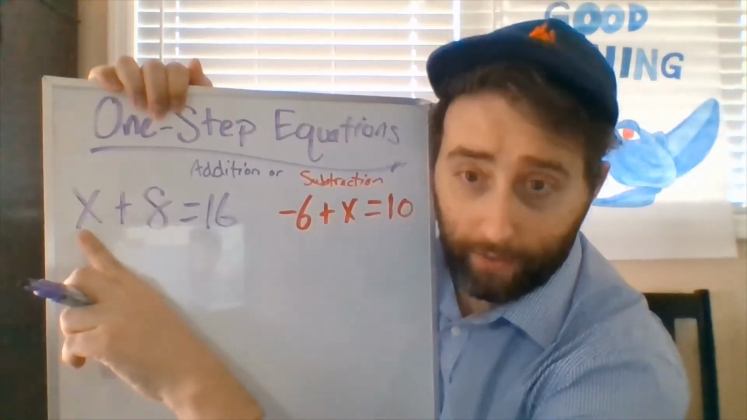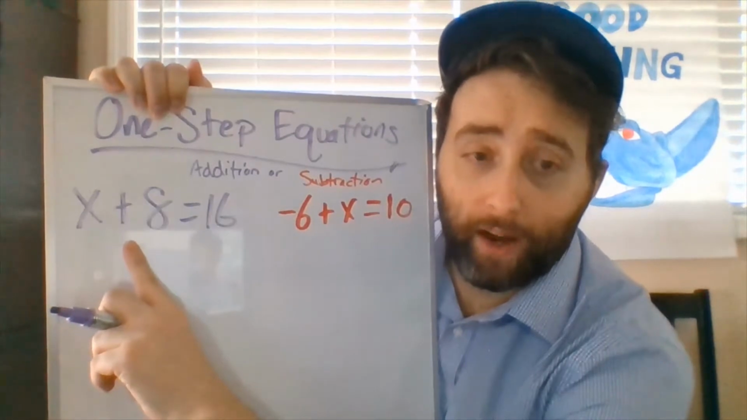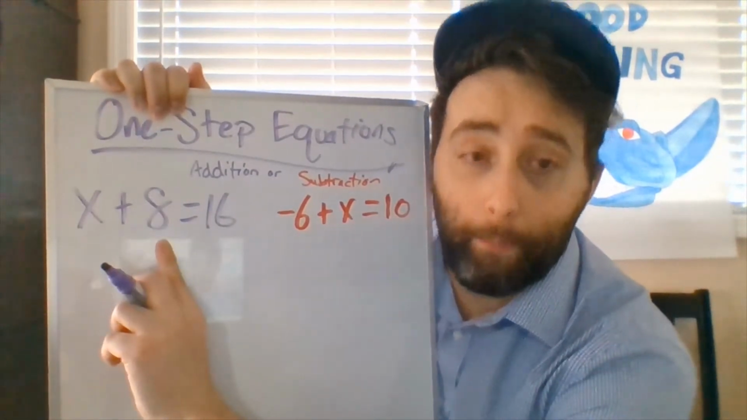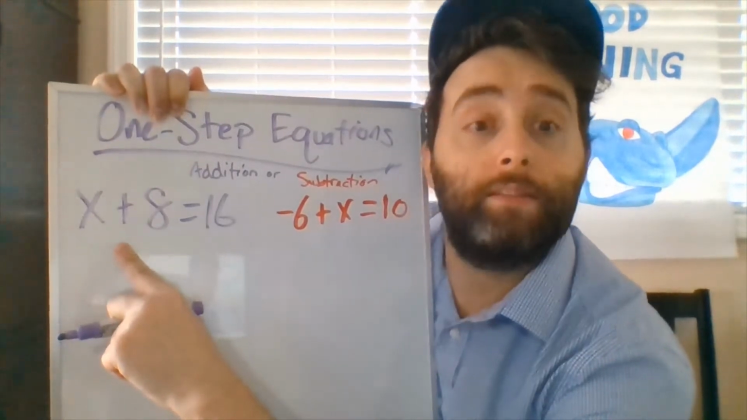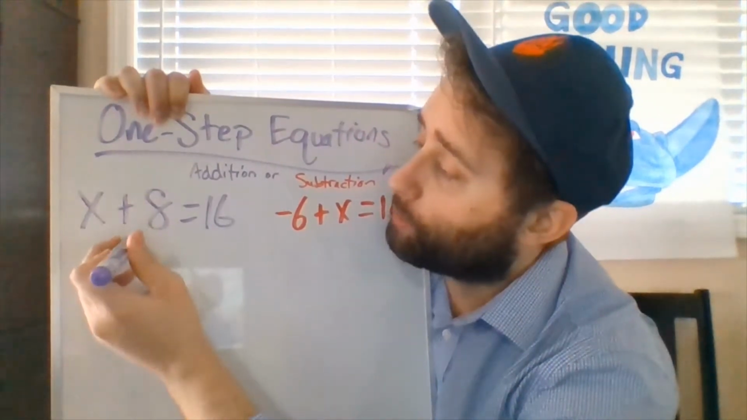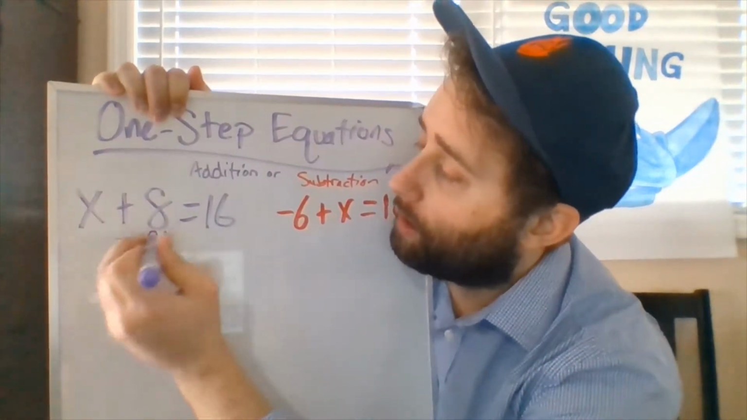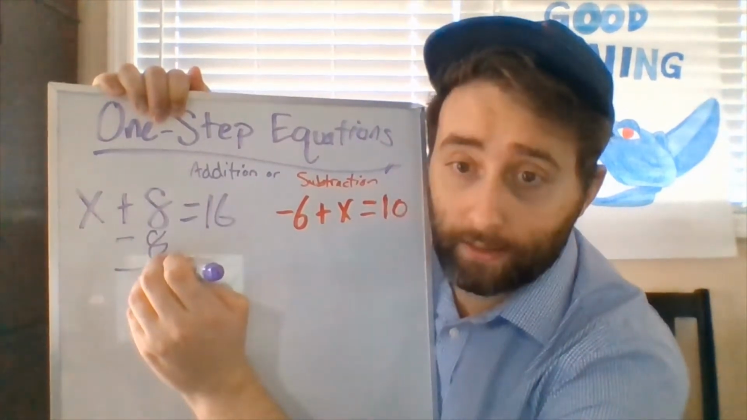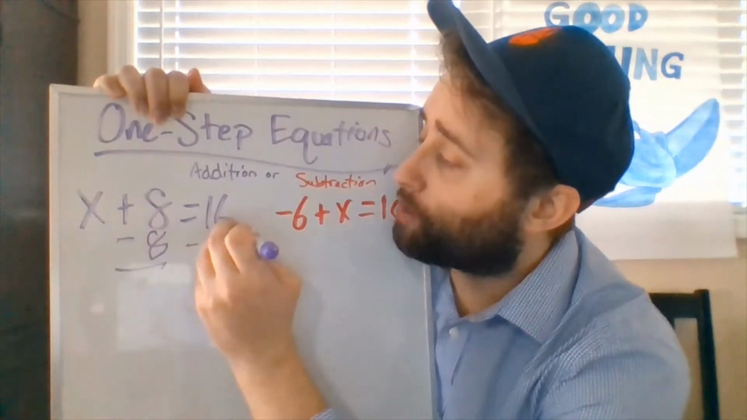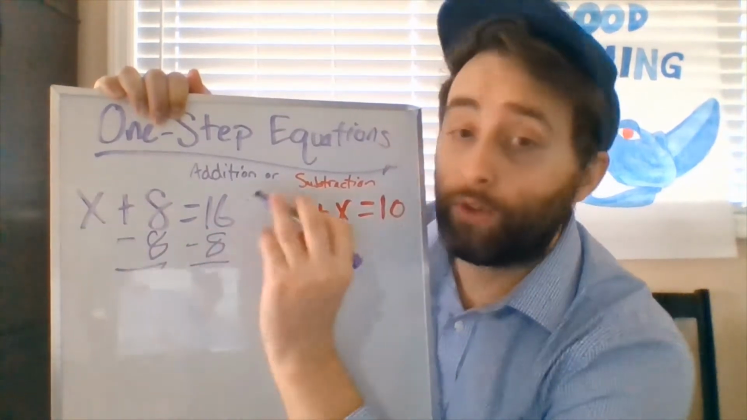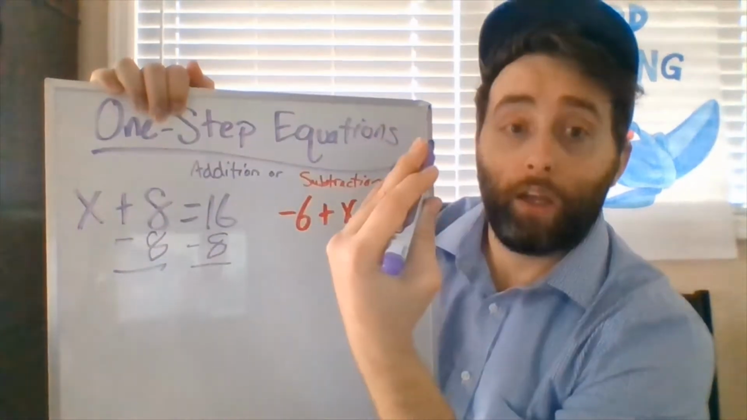Now, you have your variable, and what's happening to the variable? How is the variable interacting with the numbers that we have? It's through addition. So the opposite of addition is subtraction. Very good. So we have negative 8. So we subtract 8. Positive 8, opposite of that is negative 8. So subtracting 8. You have to subtract 8 from both sides. If you do it to the left, you have to do it to the right.